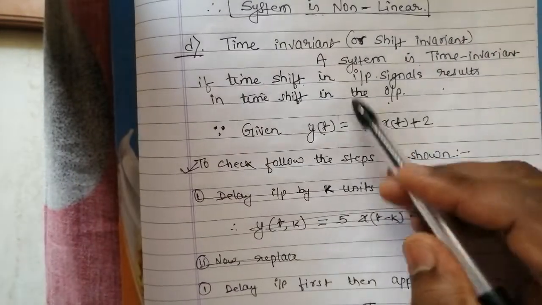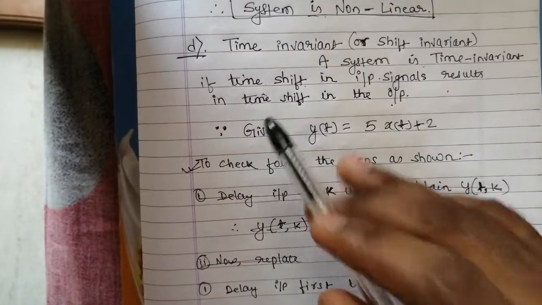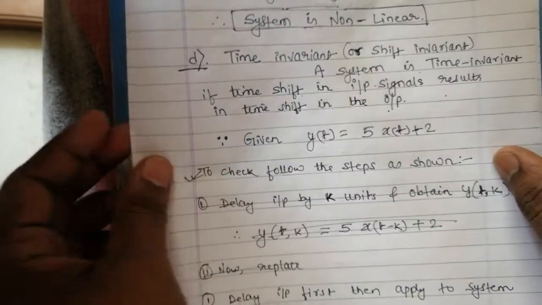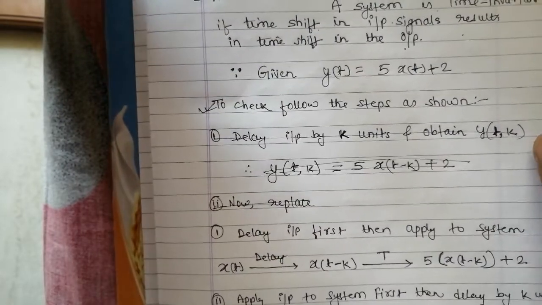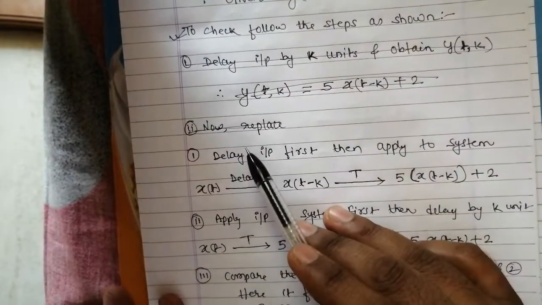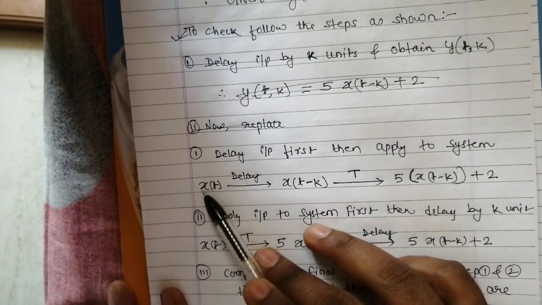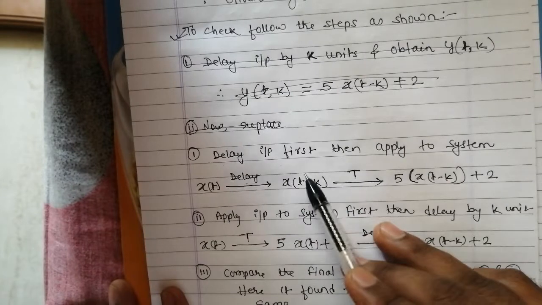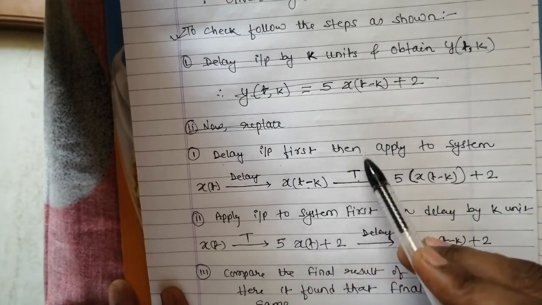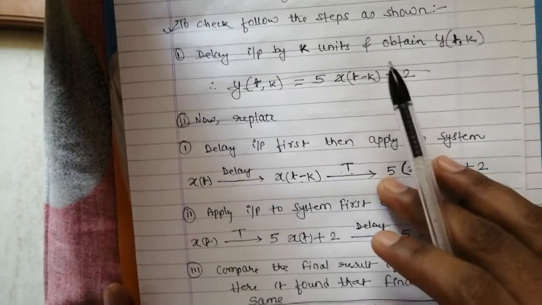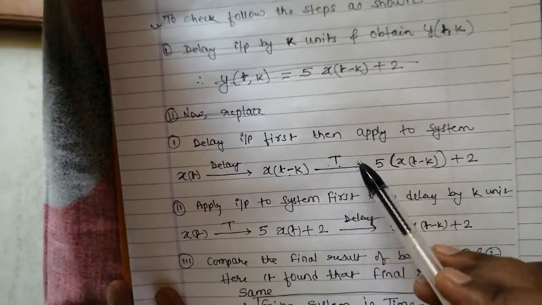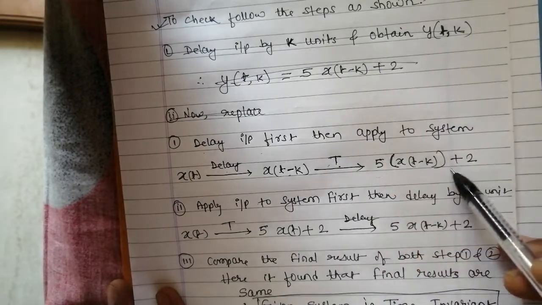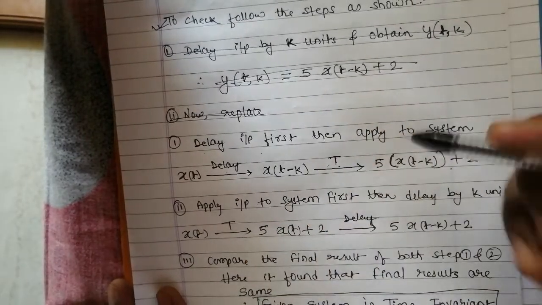Now, as we know, the given equation or given system is y of t equals 5x of t plus 2. Now it is clear. Let us see. First, what we have to do? First we have to delay the input. पहले स्टेप में क्या करेंगे, हम इनपुट को डिले करेंगे, फिर उस डिलेड इनपुट को सिस्टम को अप्लाई करेंगे. ठीक है. As we know, system property is that it will take whatever input. अब जो भी इनपुट आप सिस्टम को दोगे उसमें वो 5 से मल्टीप्लाई करेगा और उसमें 2 को ऐड करेगा. ऐसा इक्वेशन में दिया हुआ है.